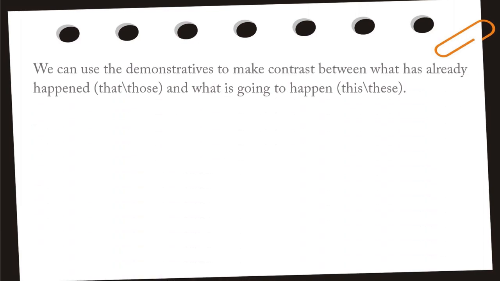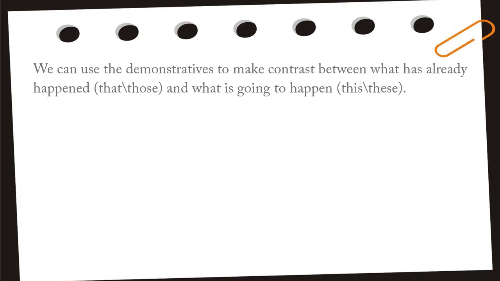Another usage for the demonstratives is to make contrast between what has already happened using the determiners that and those, and what is going to happen by using the demonstrative determiners this and these.